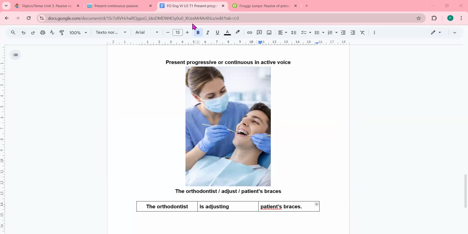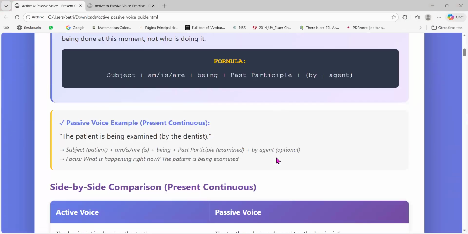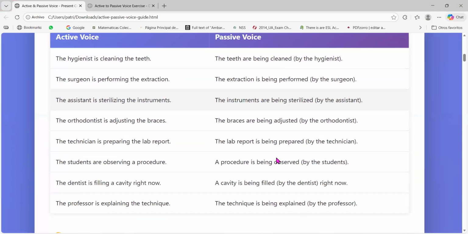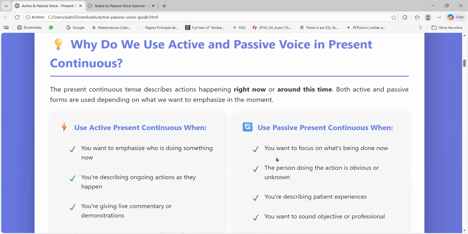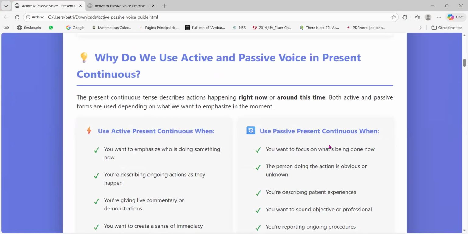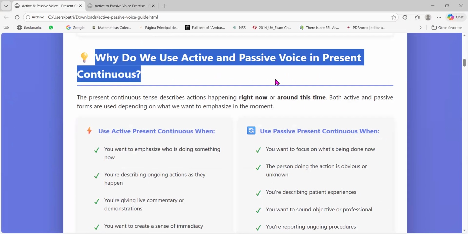Formal information. Okay, so here we go. We have this comparison. My dear Fernanda Ramirez, why do we use active and passive voice in present continuous?